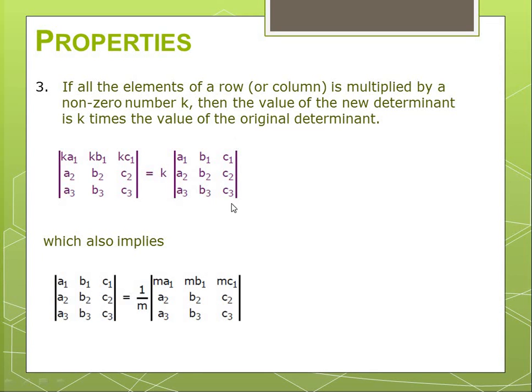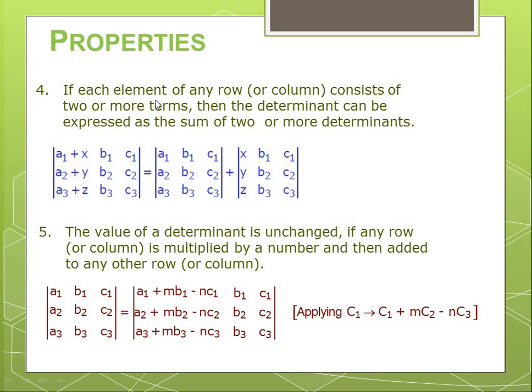k times this determinant. Next property: if each element of any row consists of two or more terms, then the determinant can be expressed as the sum of two or more determinants. If we see the first column, this first column consists of the addition of two terms: A1 plus X, A2 plus Y, A3 plus Z. Then this one determinant can be expressed as two determinants: in the first determinant, the first column will be A1, A2, A3, and in the second determinant, the first column will be X, Y, Z, and the rest of the two columns will remain the same.